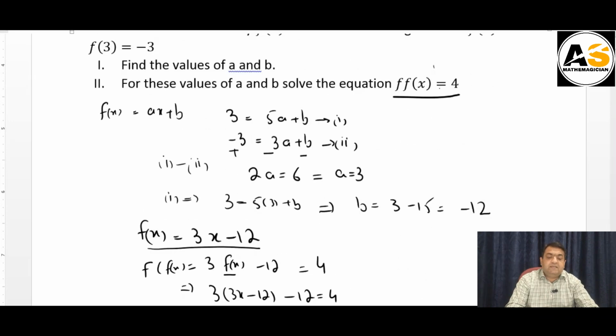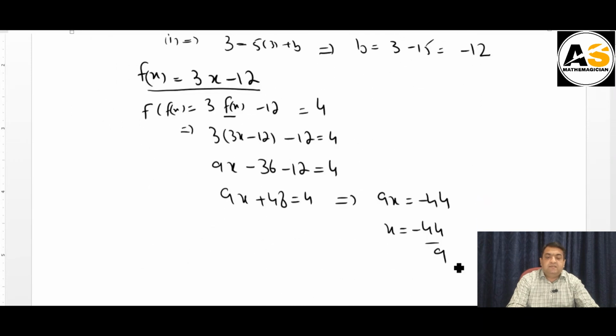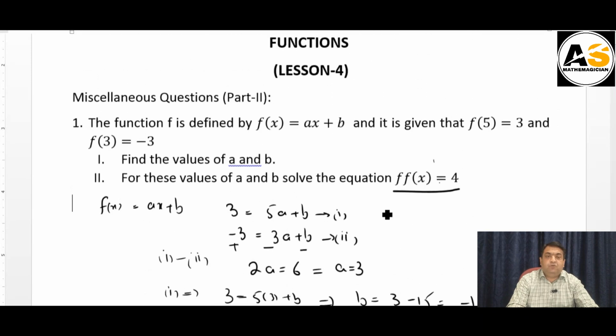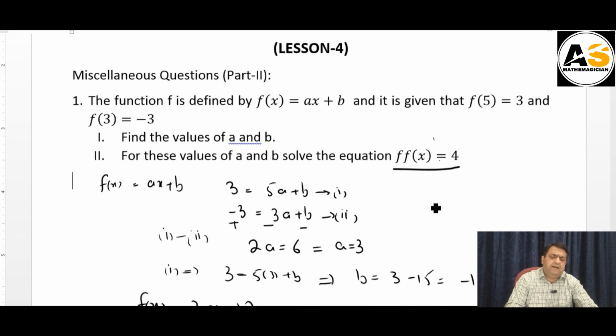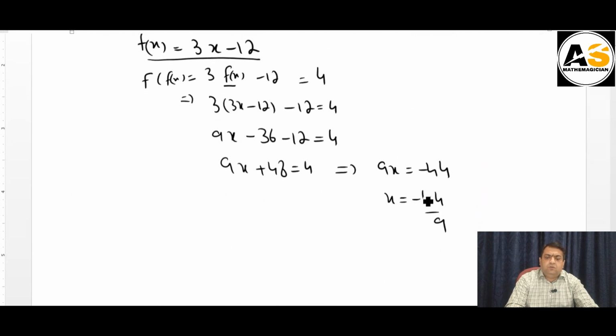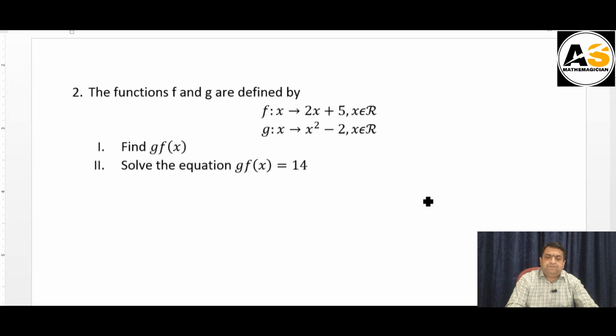So this is the value of x. This is the solution of this equation. I hope it is clear. Now let's jump to our next question.